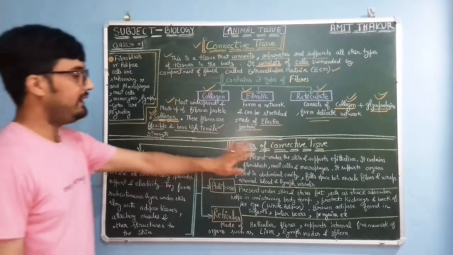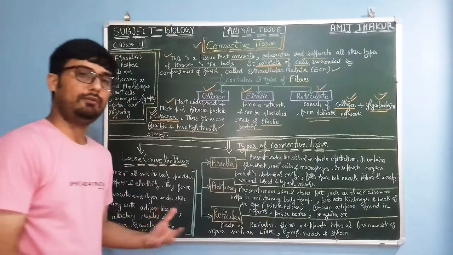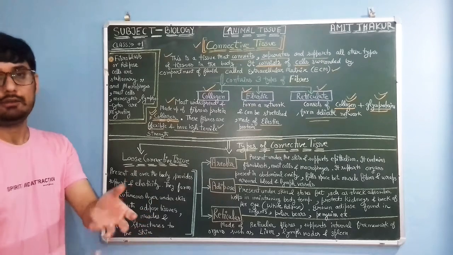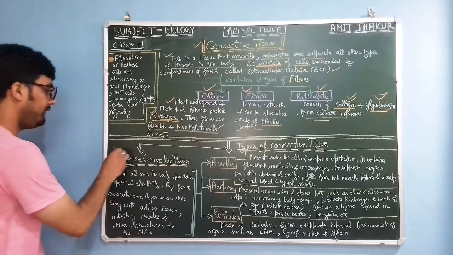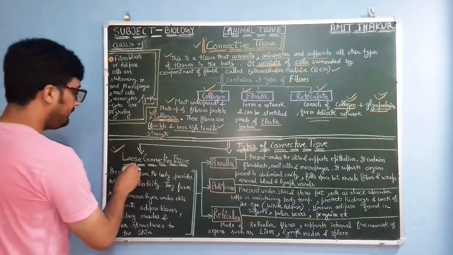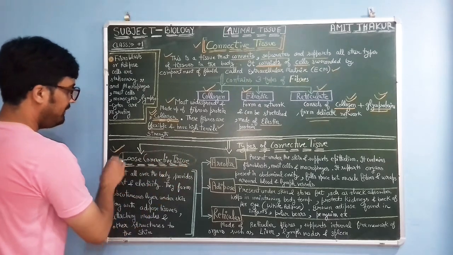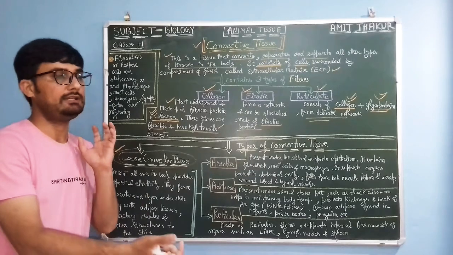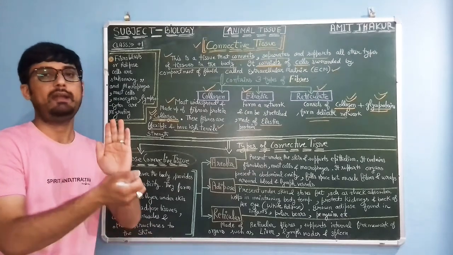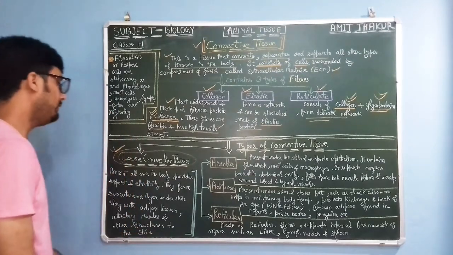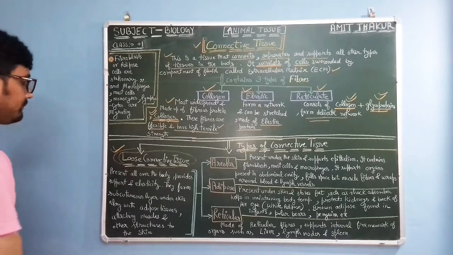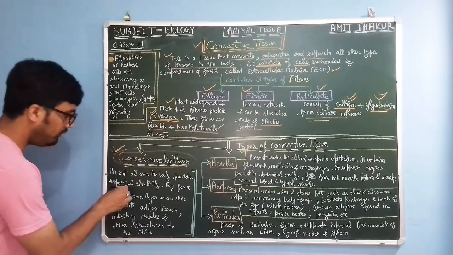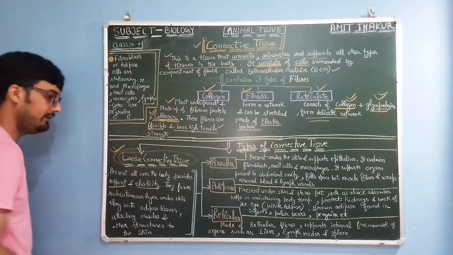Then the types of connective tissue. On the basis of the arrangement of tissue, whether it is dense, less dense, regular, irregular, first is loose connective tissue. It means the cells are not highly compacted. वो इतने ज़्यादा densely compact नहीं होते एक दूसरे से. So loose connective tissue is present all over the body. It provides support and elasticity.